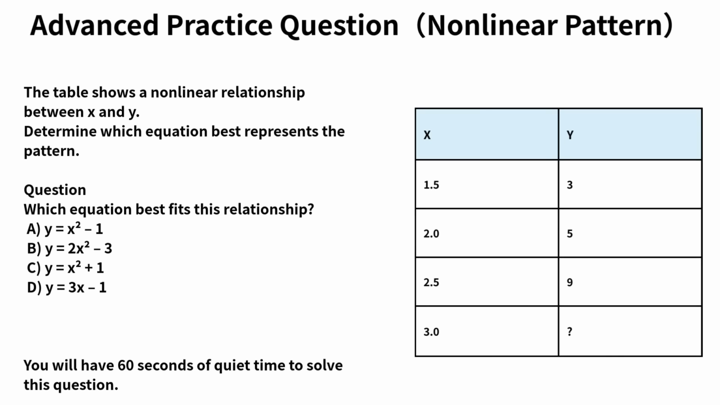Here's an advanced table problem. The values of X and Y do not follow a simple linear pattern, so your task is to identify which equation best fits the relationship. Look closely at how Y changes as X increases, and decide whether the pattern is linear or nonlinear. Then choose the equation that matches the trend shown in the table. Pause the video and take 60 seconds to think.